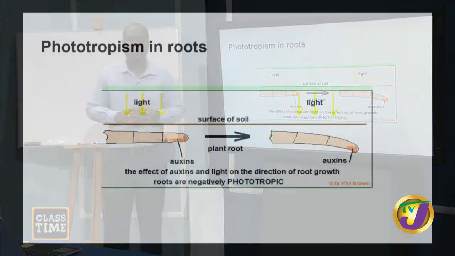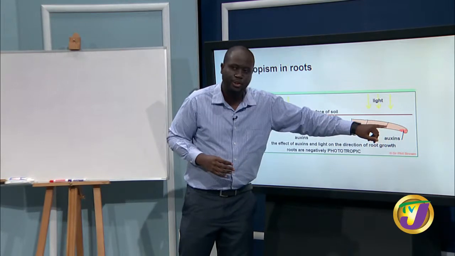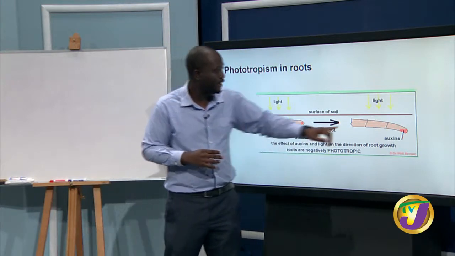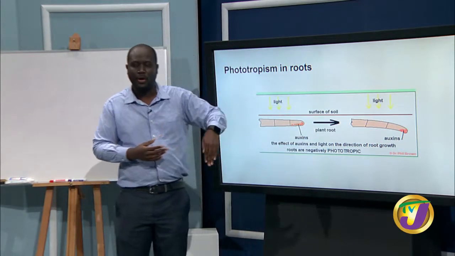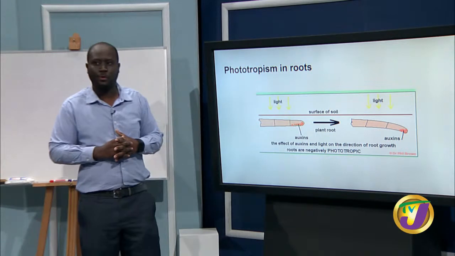Now, in the roots, the opposite happens because the cells in the roots respond differently to auxins than those in the stem. In the roots, auxins will accumulate, just like in the stem, away from the light source. However, in the roots, the accumulation of auxin inhibits cell elongation. So the sides that contain a lot of auxins will elongate slower than the sides without that much auxins. So the side where the auxin accumulates is going to elongate slower than the side that has little or no auxins. So it's going to bend the roots downwards. So the stem will grow upwards in terms of phototropism, but the roots will grow downwards.